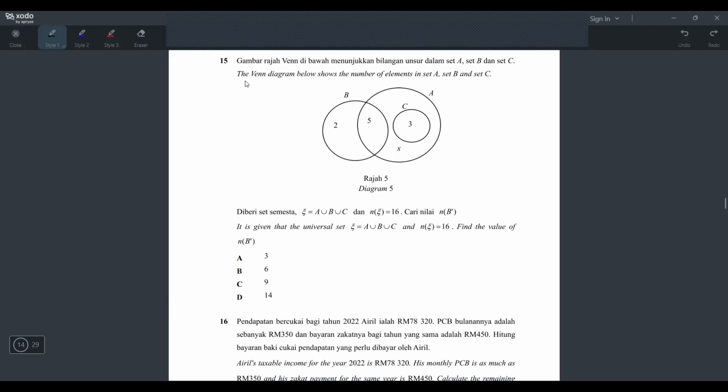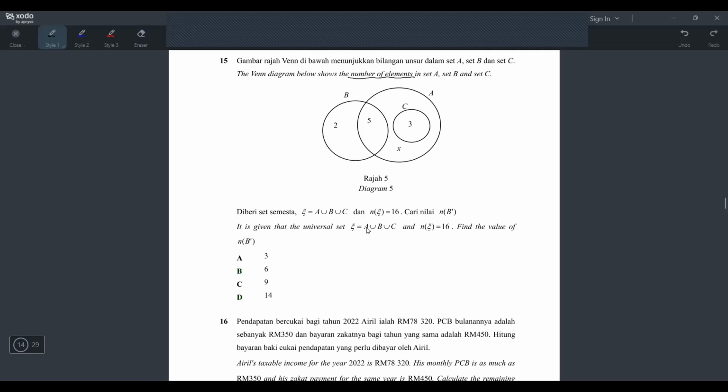Okay, let's continue. Number 15. The Venn diagram below shows the number of elements in set A, set B, set C. So they say this one is number of elements. So if you look at this, 2 means what? Can you see they never put a dot here? If they put a dot here, it means elements. But if they never put a dot, it means number of elements. Bilangan unsur. It means this 2 means number of elements. That's why they never put dots.